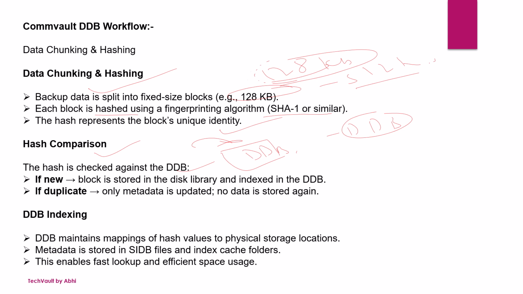If it's present, then it updates only the metadata. If it's not present, then the block is stored in the disk library and indexed in the DDB. If duplicate, only metadata is updated. If there is duplication, only metadata is updated, and no data is stored again and again. If it is stored again, then the storage capacity would increase very high.